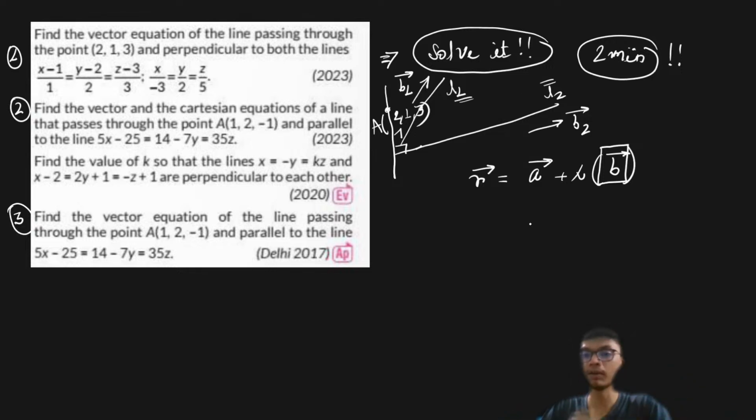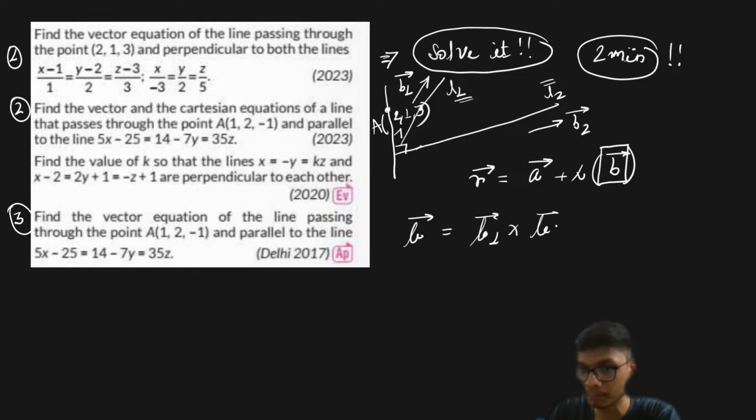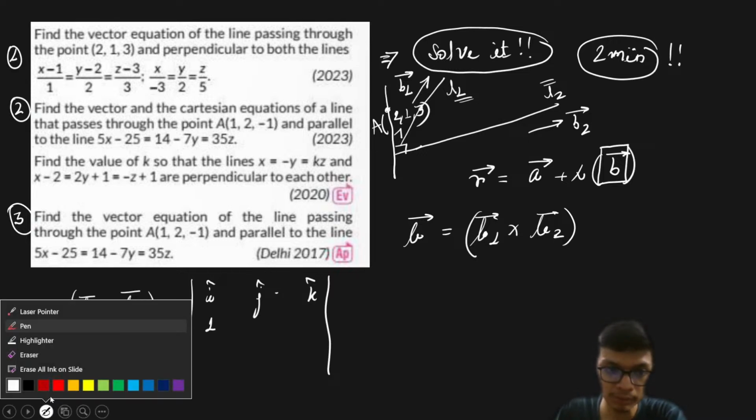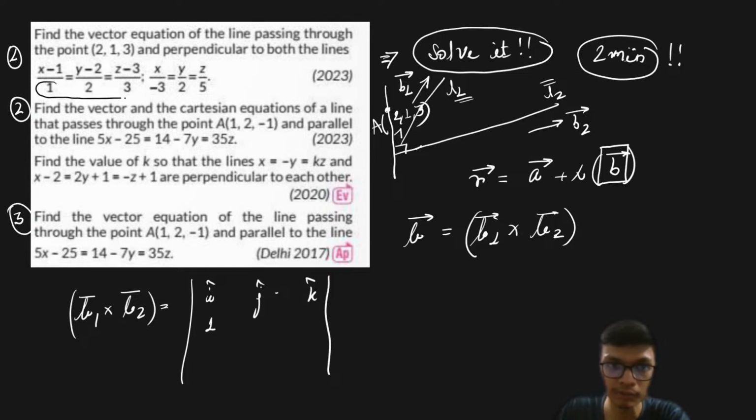I will first try to find a vector which is perpendicular to the b1 vector and the b2 vector. How do we do that? The required direction vector for the perpendicular line is given as b1 vector cross b2 vector. So we just need to perform the cross product, and we get i cap, j cap and k cap components. If we look at the equations of the given lines, the denominators basically give the direction ratios of the given lines.